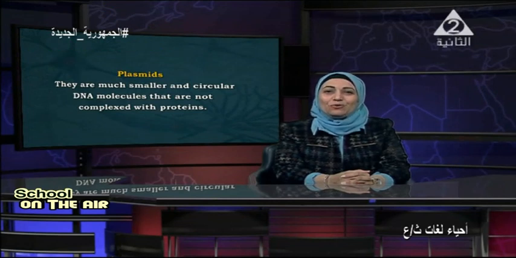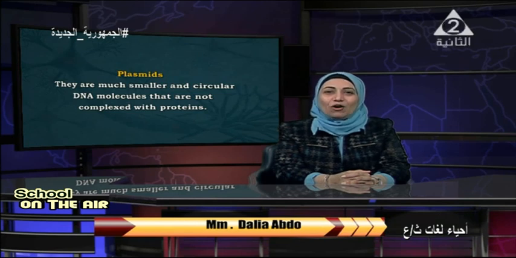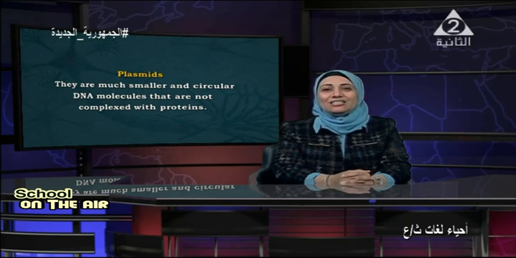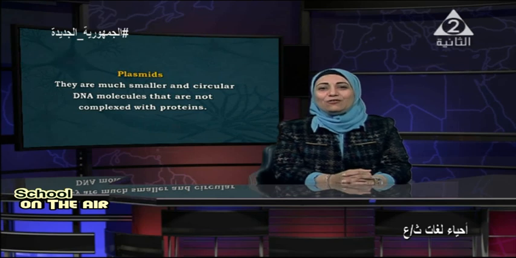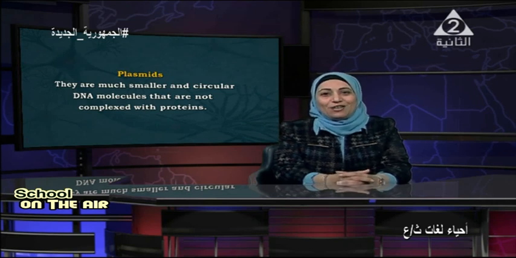Today we are going to complete the DNA structure. In the last session we talked about the DNA structure and how DNA consists of deoxyribose sugar, nitrogenous base, and phosphate group, which make up the nucleotide. Also, we talked about the structure of the bacterial cell, which is the simplest cell and contains only one cell.